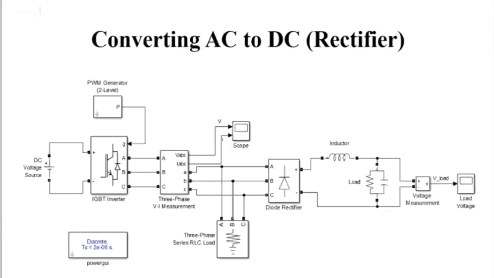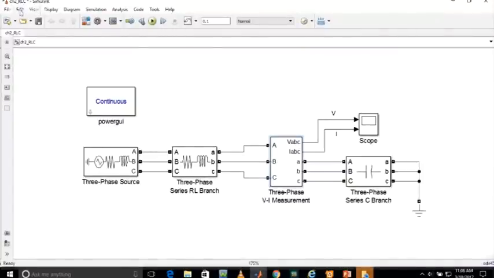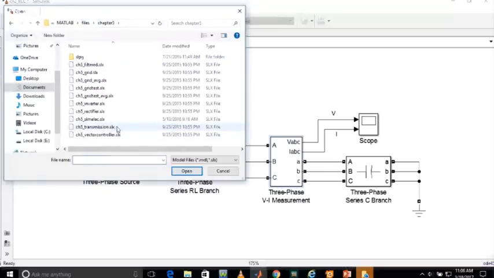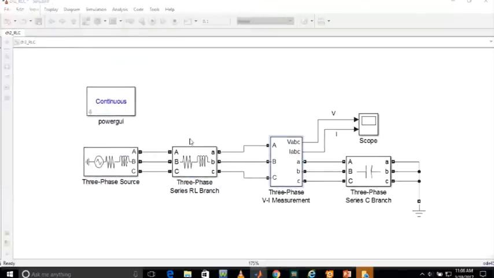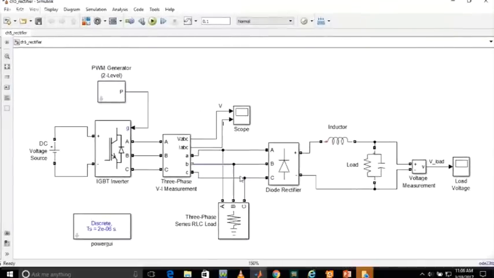In this, we are going to create a rectifier system. We have made IGBT inverters along with the RLC load. Now we are connecting this system with the diode rectifier and providing to our load system. So again, going for this circuit, open rectifier. This is the system we have created.